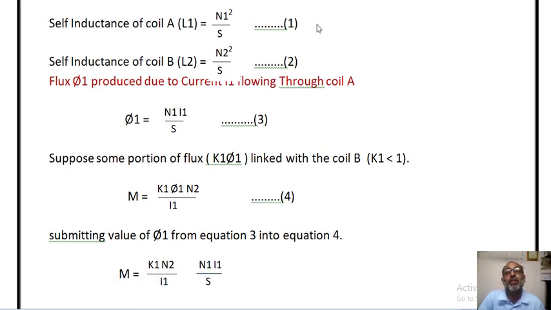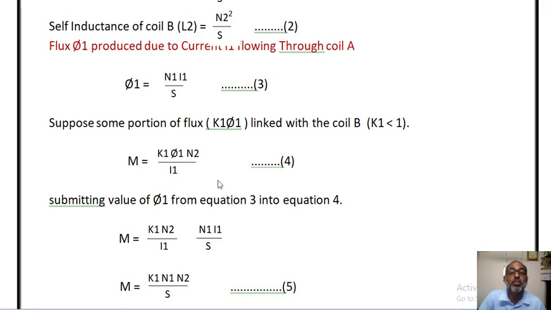So due to this, EMF is induced in the coil, right? So we can write the mutual inductance of this coil B: M is equal to K1 Φ1 N2 by I1. Already we have seen mutual inductance of the coil. So here we are writing K1 Φ1, that means some portion of flux produced by coil A which is linked with the coil B. N2 is the number of turns of the coil, that is your flux linkage with the coil 2, and I1 is nothing but the value of current which produces magnetic flux Φ1. That is your equation number 4.